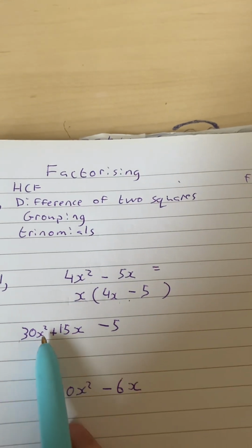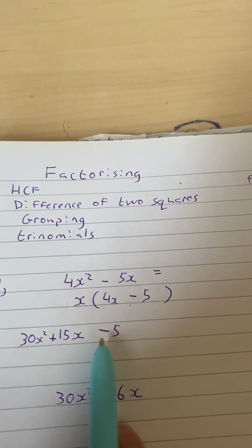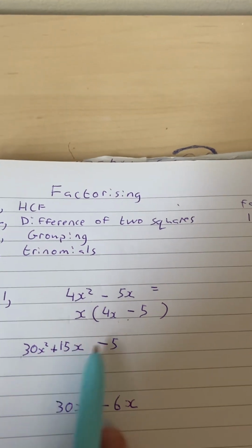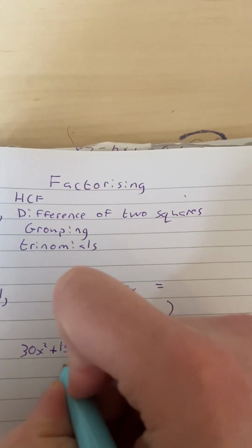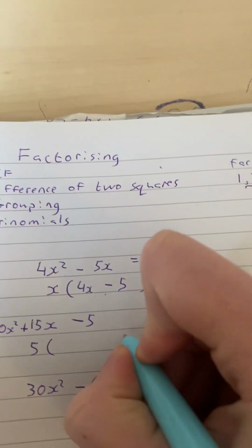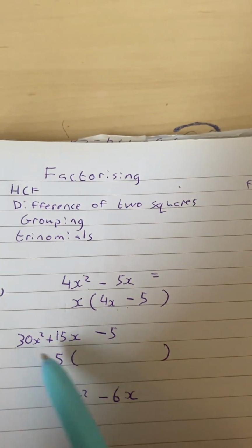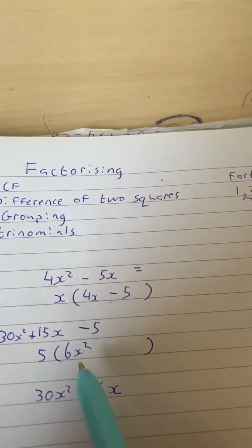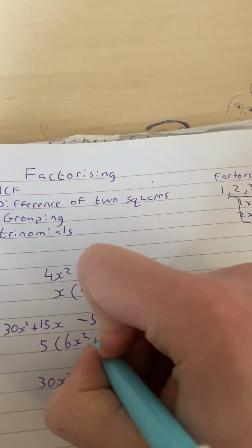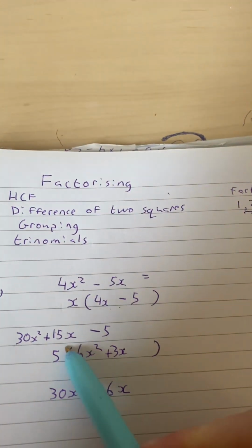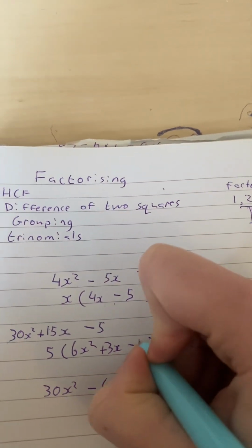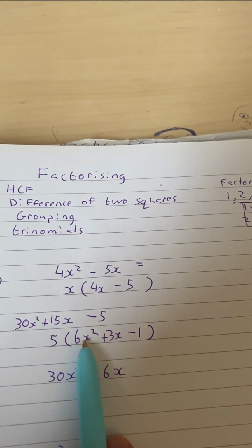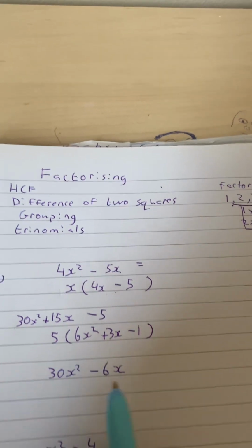Next one here, we have 30x squared plus 15x minus 5. So we don't have an x in common in all 3 terms, but there is a number that all of these divide by, and that number is 5. So 5 is my common factor, so I'm taking it out. What do I have to multiply by 5 to get 30x squared? 6x squared. What do I have to multiply by 5 to get 15x? 3x. And what do I have to multiply by 5 to get minus 5? Well, that's minus 1. So take out my common factor outside the bracket, and what I have to multiply 5 by goes inside the bracket.